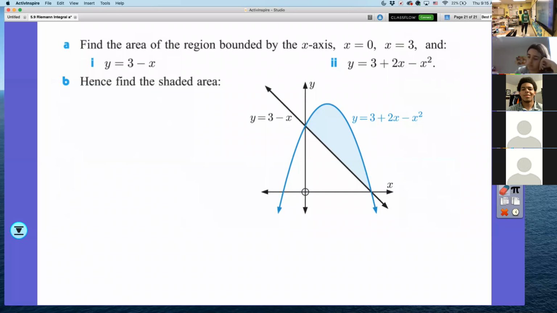It's broken down into pieces to kind of help lead you to your actual area of your shaded region. In part A, it's asking you to find the area of the region bounded by the x-axis, x equals 0, x equals 3, and these two functions.